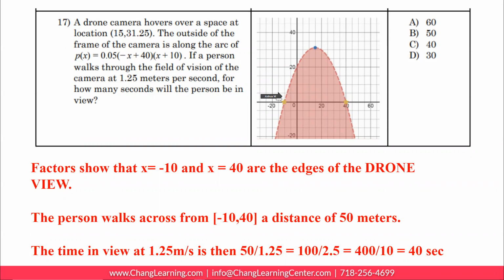So the person walks a total distance between negative 10 and 40, or 50 meters. And since they walk at a pace of 1.25 meters per second, take 50 divided by 1.25, and you get the correct answer of 40 seconds in the field of vision of the drone camera. So the drone will see this person walking by in its view for 40 seconds.